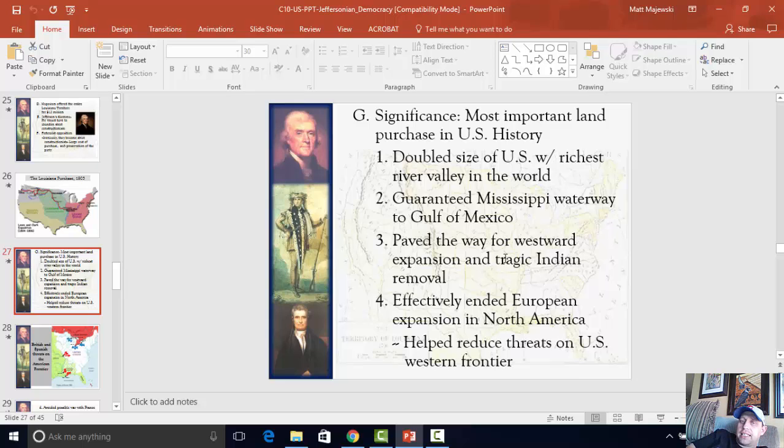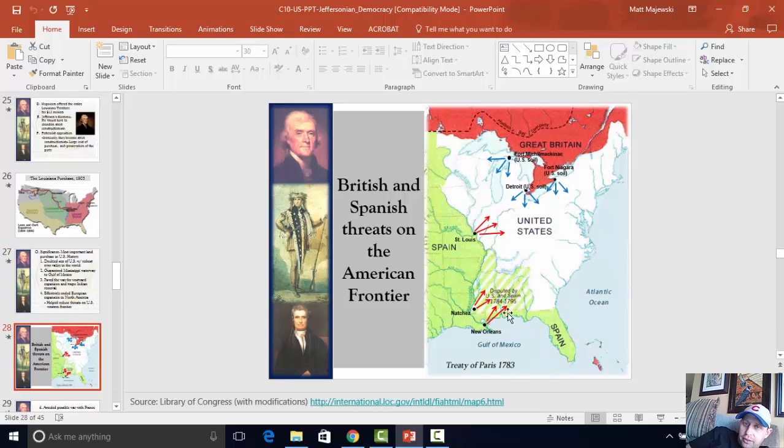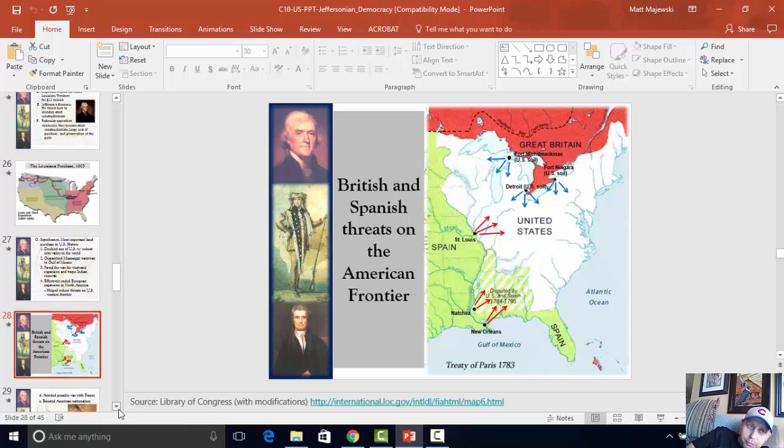All right, and again, it really ends European expansion in North America. It reduces those threats to us on our western frontier. Remember, we no longer have Spanish threats down here. We had made that Pinckney's Treaty to deny that. Now we don't have to worry about French threats or British threats up here any longer as much. So again, what an incredible deal.